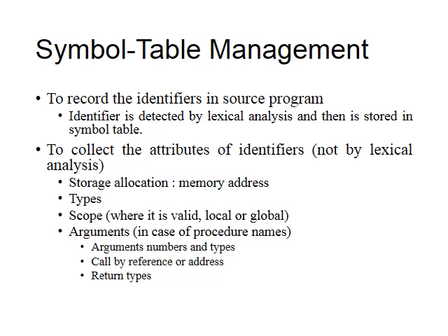Symbol table is used to store all the information about identifier used in the program. We have a symbol table management. Its main work is to identify identifier and other symbols that is used in the source code. It will store the information in the symbol table, and there are different types of attributes in the symbol table: the storage allocation type, scope, arguments.